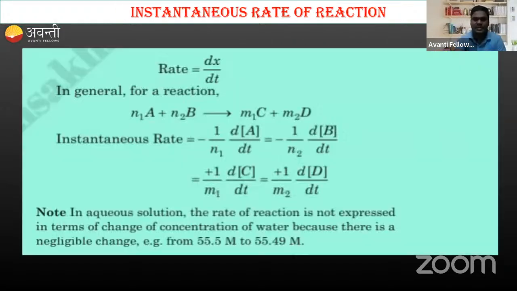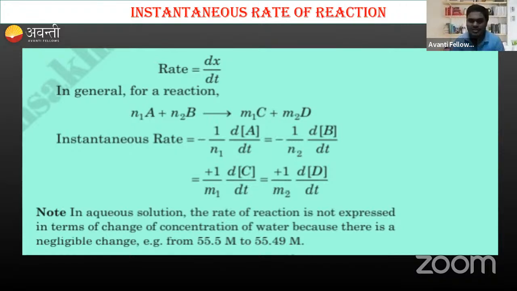Now, let's see how to represent the instantaneous rate of reaction. Rate is equal to dx by dt. In general, for a reaction n1A plus n2B giving m1C plus m2D, the instantaneous rate of reaction is represented as 1 upon n1 dA by dt, or 1 upon n2 dB by dt, and plus 1 upon m1 dC by dt, and 1 upon m2 dD by dt.